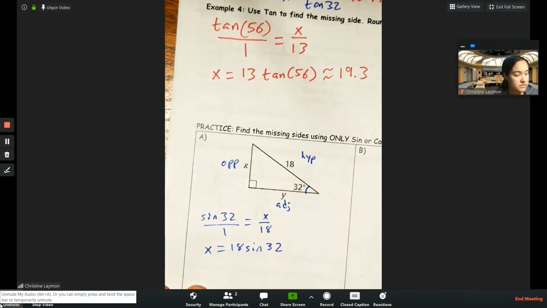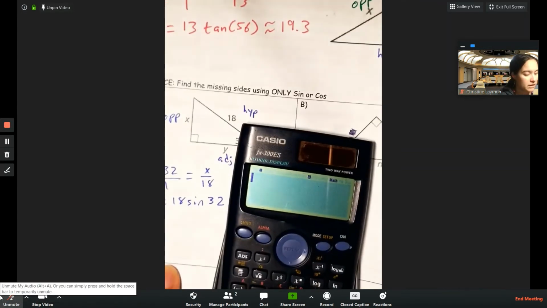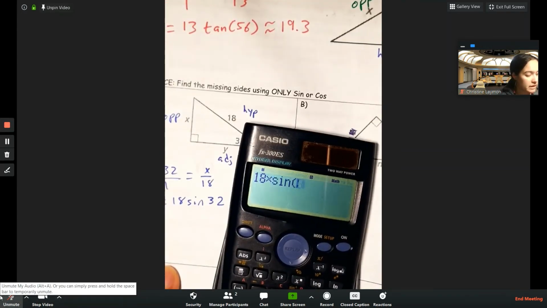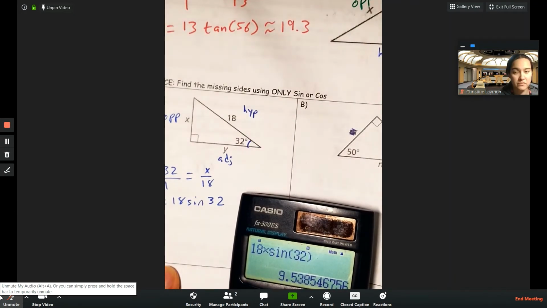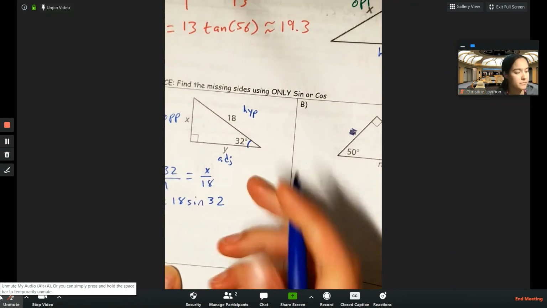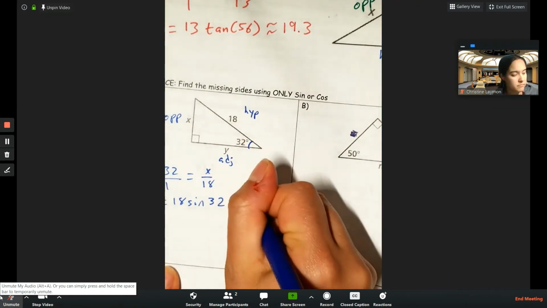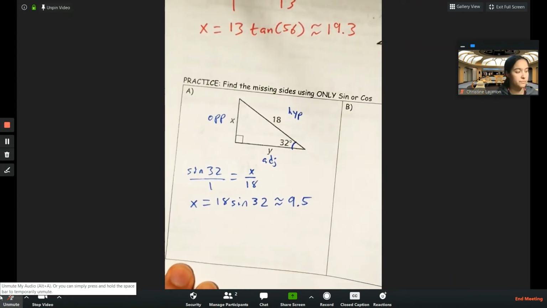And while this set of questions does not say round to the nearest tenth, we're still going to do that anyway right now. So you should get 18 times sine of 32, which will be 9.5. So x will be roughly 9.5. So that's what you should have gotten for the first one.